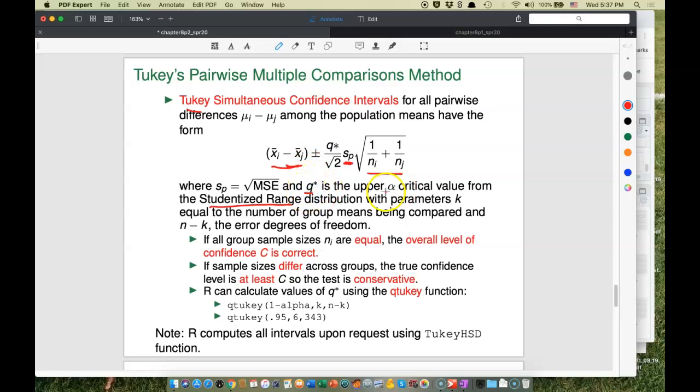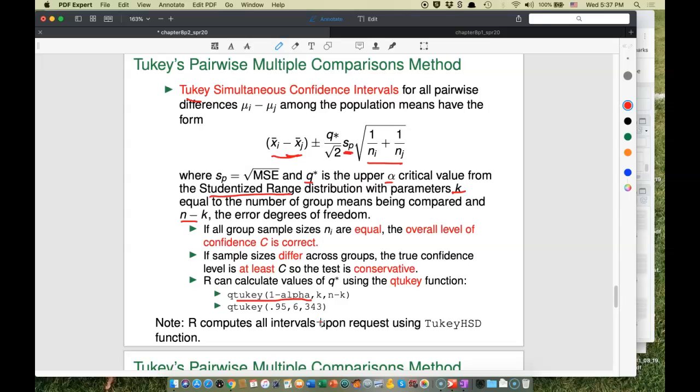But Q star is the upper alpha critical value from the studentized range distribution with parameters k, that's the number of groups that we're comparing, and n minus k is the error degrees of freedom. So those are the arguments that you would put in. You can see the R command down here. You're putting in 1 minus alpha, so the level of confidence, 0.95, 0.99, whatever you want that overall level of confidence to be. So with Bonferroni, we had that family-wise level was 95%. That's the same thing we do here. 6 groups, error degrees of freedom 343, and we can get that from R.